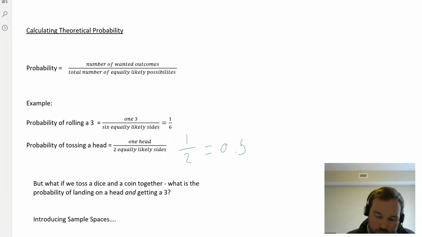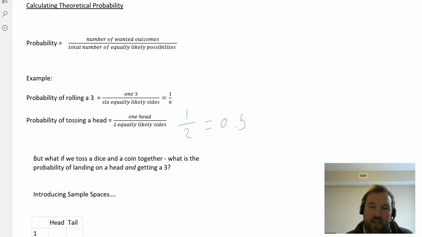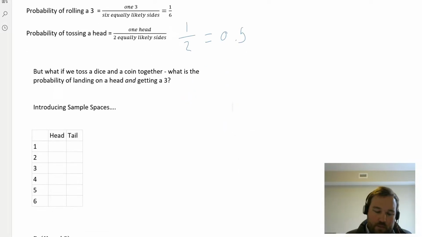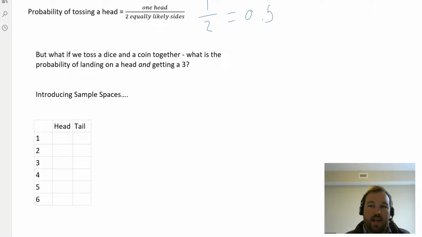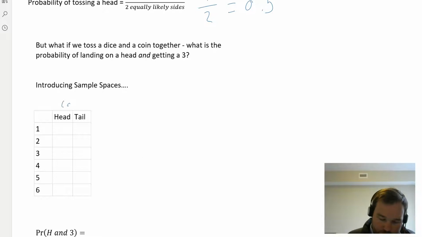Both ways work. Okay, what if we tossed a dice and a coin together? What is the probability that the coin lands on a head and the dice lands on a 3? Now that's a more complex question. So what we do in this case is we introduce the concept of a sample space. A sample space, very simply, is a list of all possible outcomes. And often we use a table to organize ourselves into a logical sample space. So when we have a coin and a die, and we toss them together, this spot here represents a 1 and a head. This spot here represents a 1 and a tail.